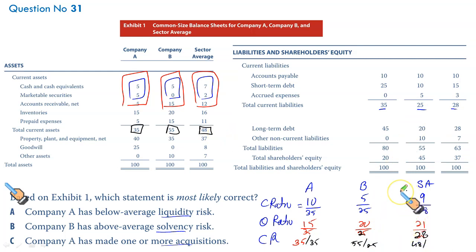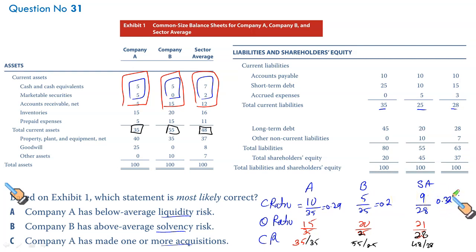We need this data for the next question also, so we're taking this specific effort for the other parts as well. Now we have laid down the data. Let us compute these one by one. For Company A, the cash ratio 10 by 35 is going to be 0.29. 5 by 25 is 0.20. 9 by 28 is 0.32.